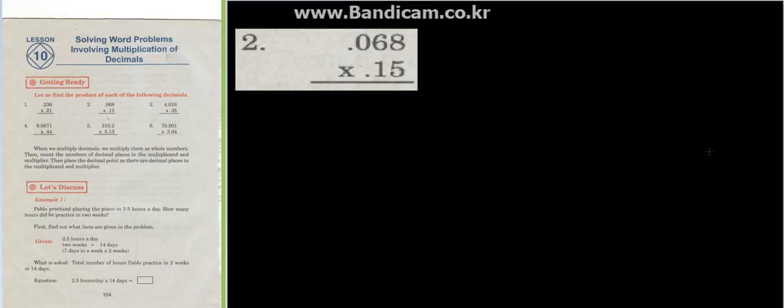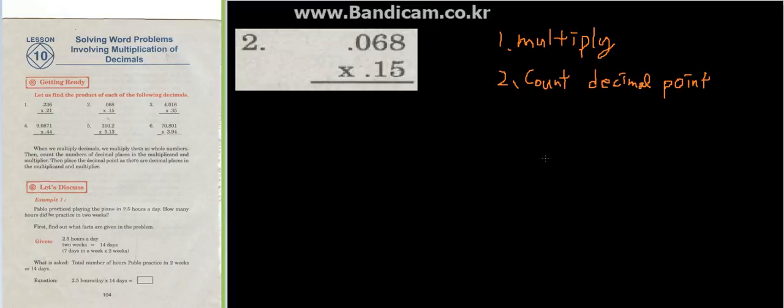I choose two problems, problem number 2 and problem number 6. Before we solve a problem, there are steps in solving multiplication of decimals. First, you multiply just the normal numbers, then you count the decimal points. So I'm going to solve problem number 2 and problem number 6. Let's get started with problem number 2.